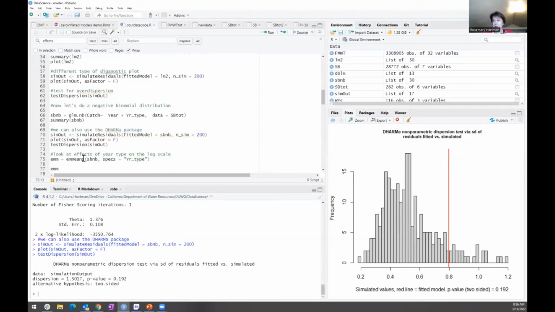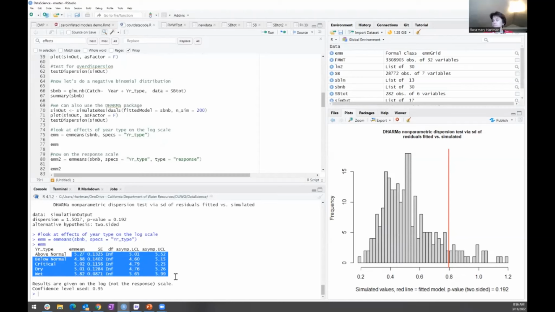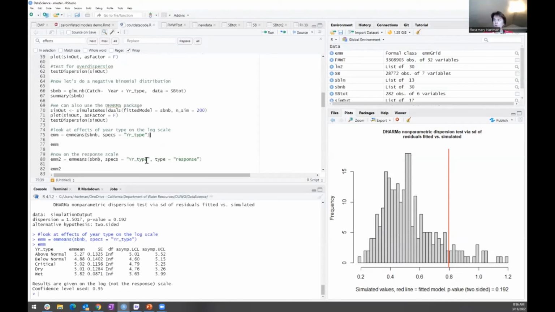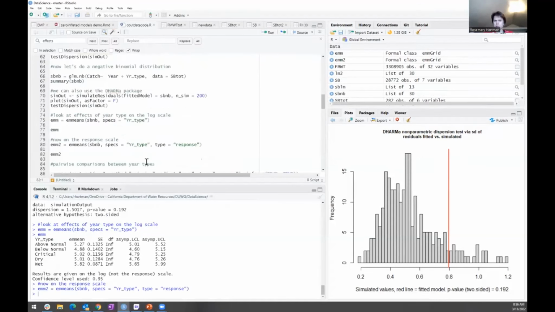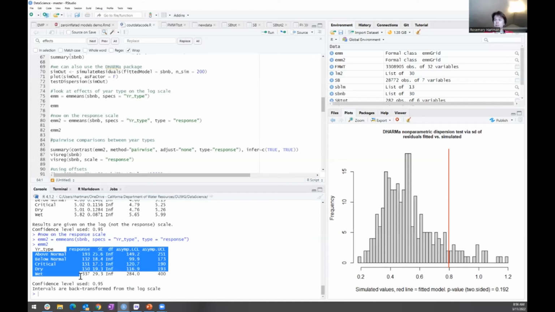Now we need to make sure we can interpret this model. So we can look at the effects, the means of the different categories of our water year types using the emmeans function. And this tells you the mean for each of these years, standard error, confidence intervals on the log scale or on the response scale, because the negative binomial uses a log link. I should say that earlier. So that's what your actual number of fish will be in this response column here for each of these water year types. Those are the means.